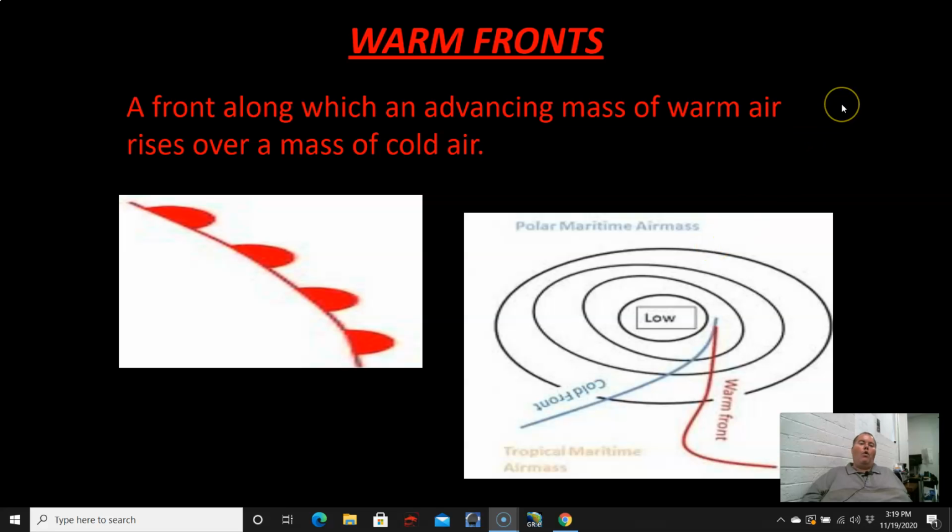Warm fronts. Now, a warm front is a front in which an advancing air mass of warm air tries to rise over cold air. Now, remember in the last unit we talked about how cold air was dense and how it holds to the ground. Well, warm air tries to ride over it.